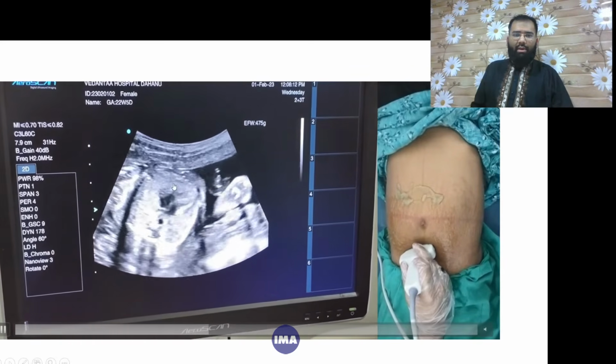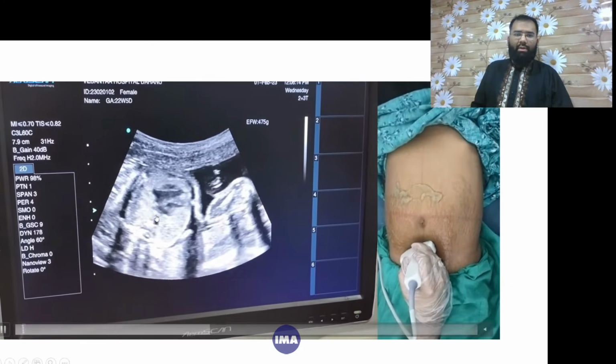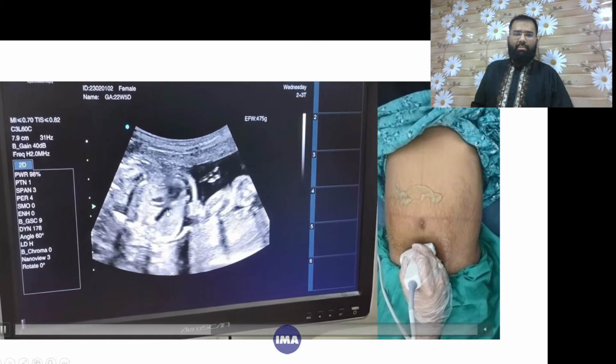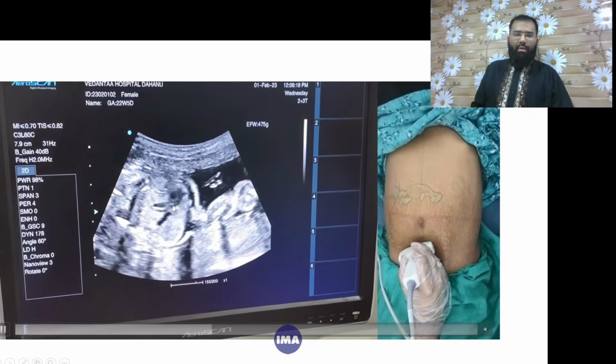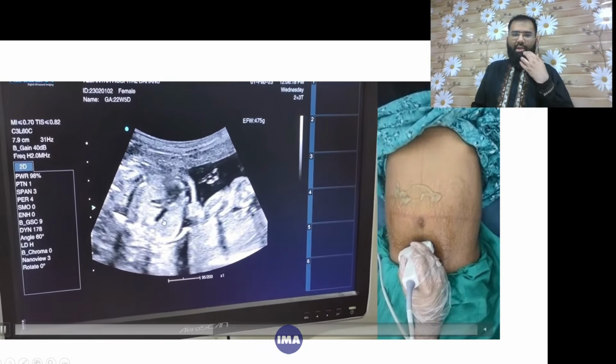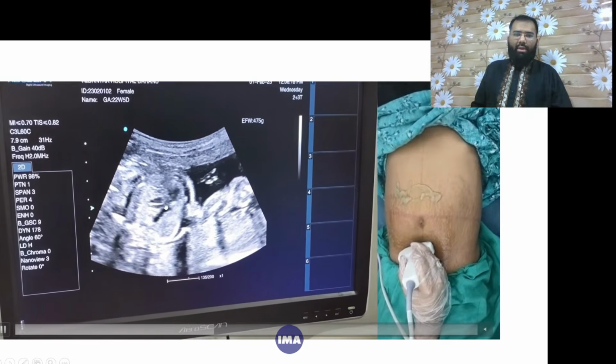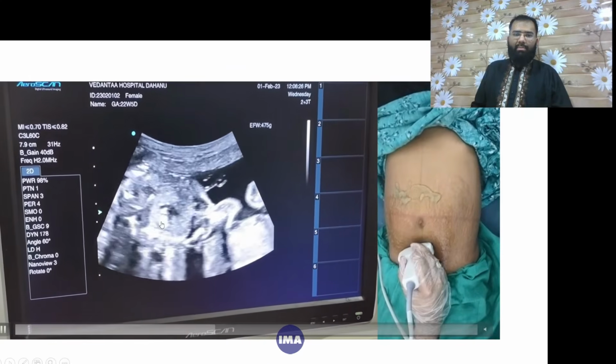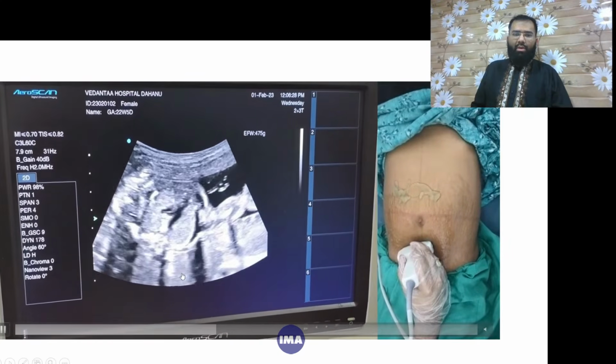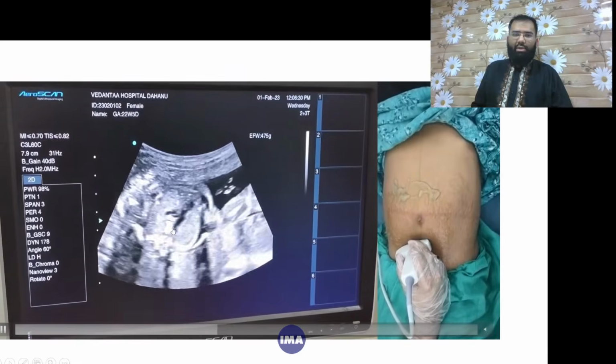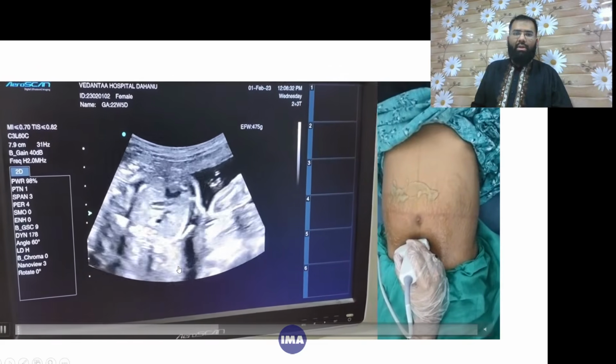Cardiac activity, the four chamber view of the heart. This is the right atrium, the right ventricle. Now I've moved above, so this is the 3VT view, and we are able to see pulmonary artery bifurcation, aorta. Now this is very nicely showing the pulmonary artery bifurcation.